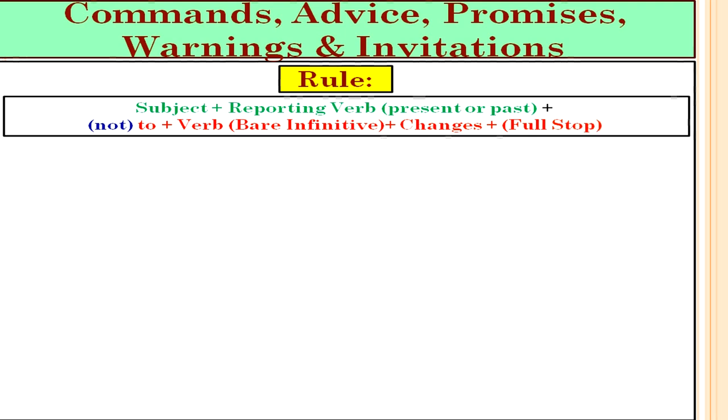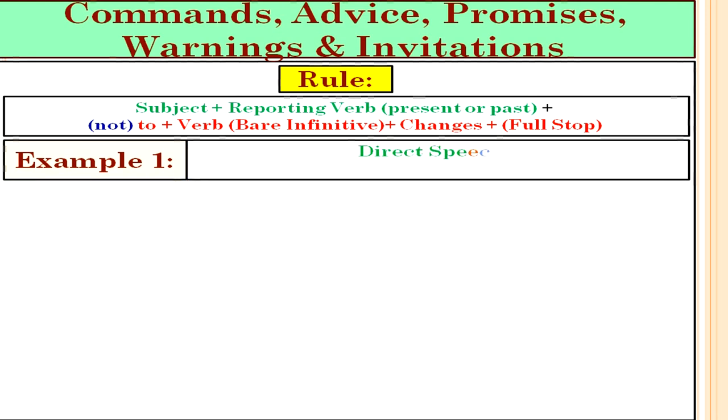Not, we use it when we have the negation in the sentence in direct speech, okay? After the verb, we have the rest of changes, which depend on the tense of the reporting verb. And finally, full stop if we have another punctuation mark in the sentence in direct speech. To understand this rule well, let's study the following examples. In the first example, the sentence in direct speech is "Finish the report today." This is a command.